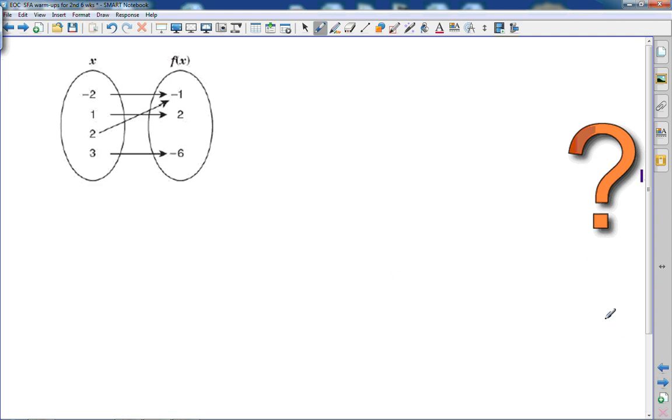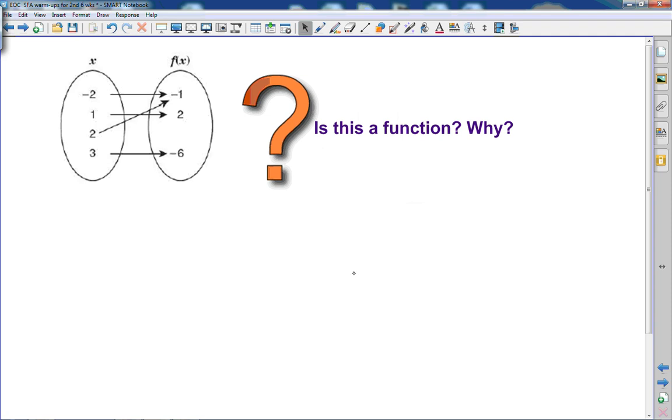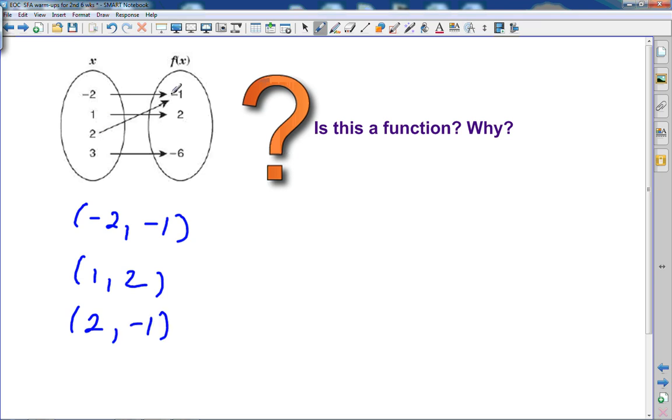Next one. Let's see here. This question asks you, is it a function? Why or why not? Okay, so let's see. What does this mapping here mean? It means that I've got -2 and -1 go together. I've got 1 goes with 2. 2 goes with -1. See this right here? 2 goes up here to -1. And then I've got 3 and -6.